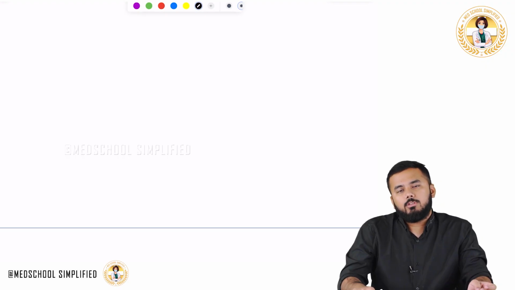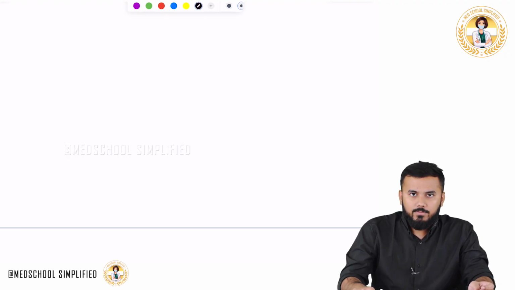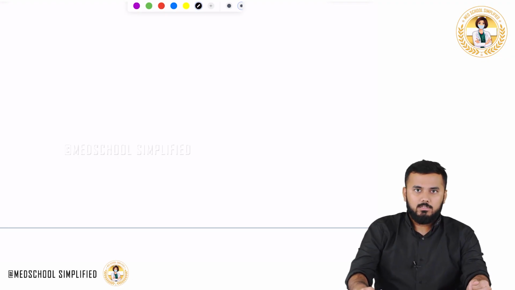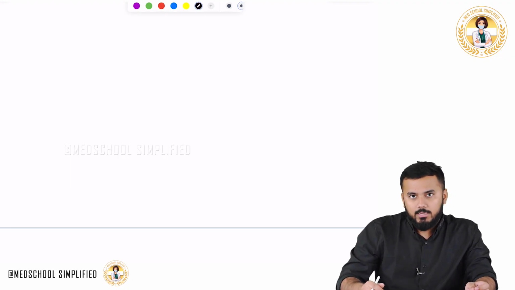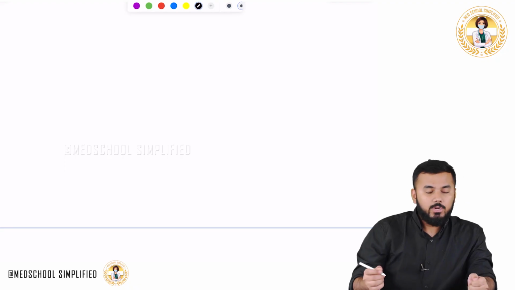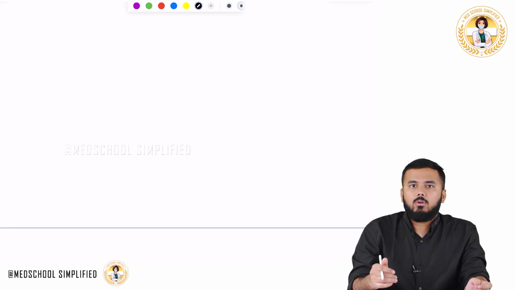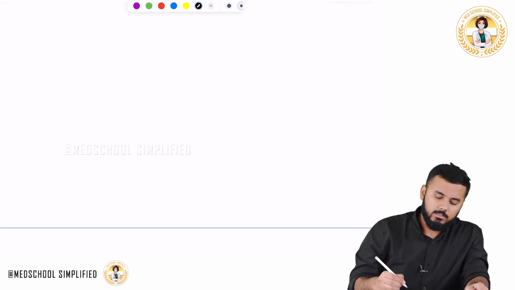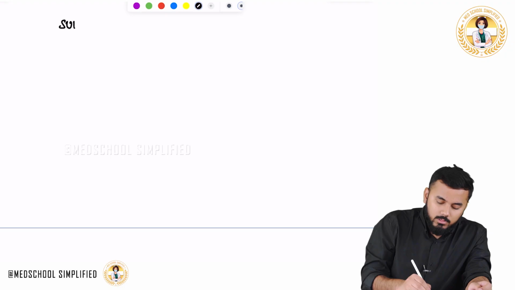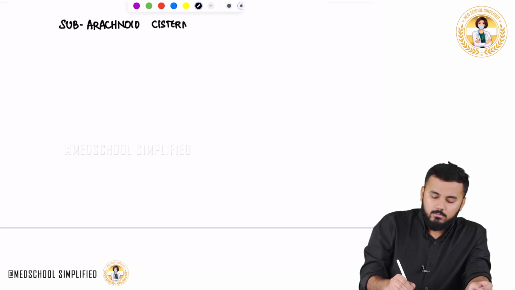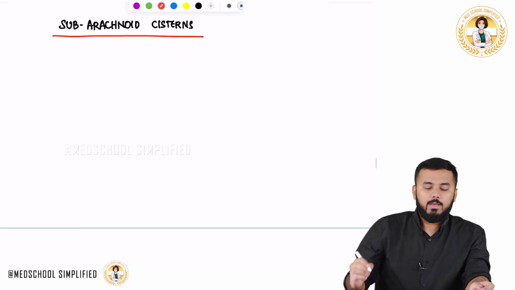Now within that subarachnoid space only we have CSF, right? Within that subarachnoid space there are some gaps. These gaps are nothing but called cisterns. With the picture I will tell you what these gaps are. These gaps, which are located below the arachnoid region, are called subarachnoid cisterns. So what are these subarachnoid cisterns?